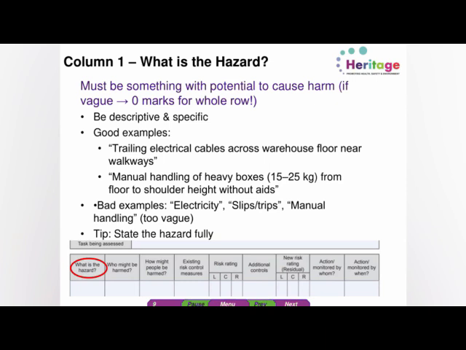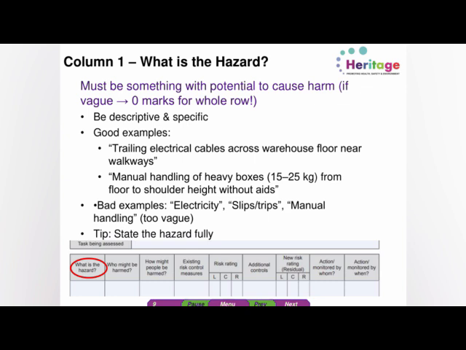Let's look at the first and most critical column. What is the hazard? This column is worth 1 mark, but it's extremely important because if this column is weak or vague, you can lose marks on the entire row. The examiner wants to see a clear, specific description of the hazard, something with real potential to cause harm.